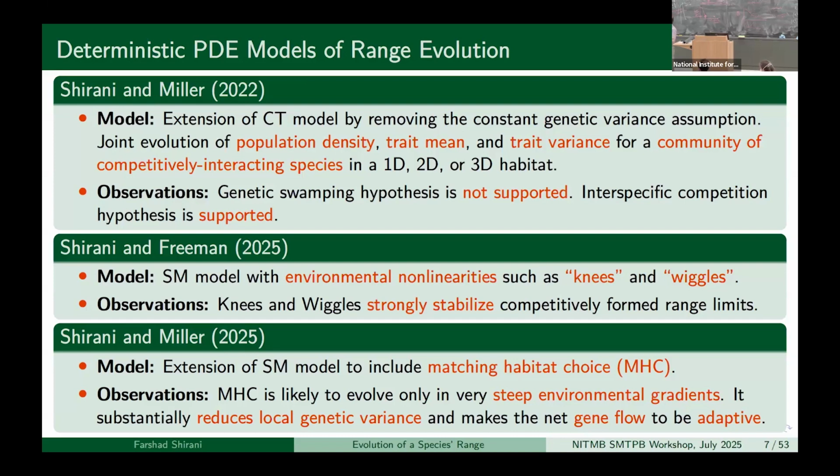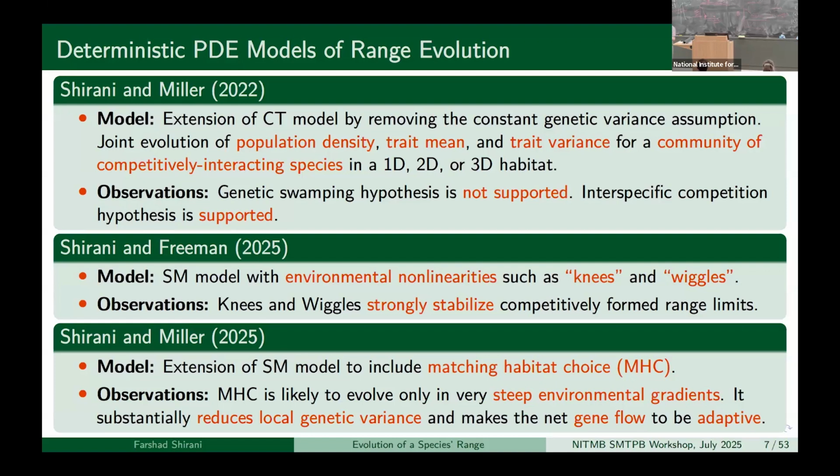We observed that the genetic swamping hypothesis could not limit the range of the species, but interspecific competition could, even in the case that we had evolving trait variance. But it happens that when the environment is linear, the range limits set by interspecific competition cannot be stable. The stronger species is going to push the weaker one toward the edge of the habitat.